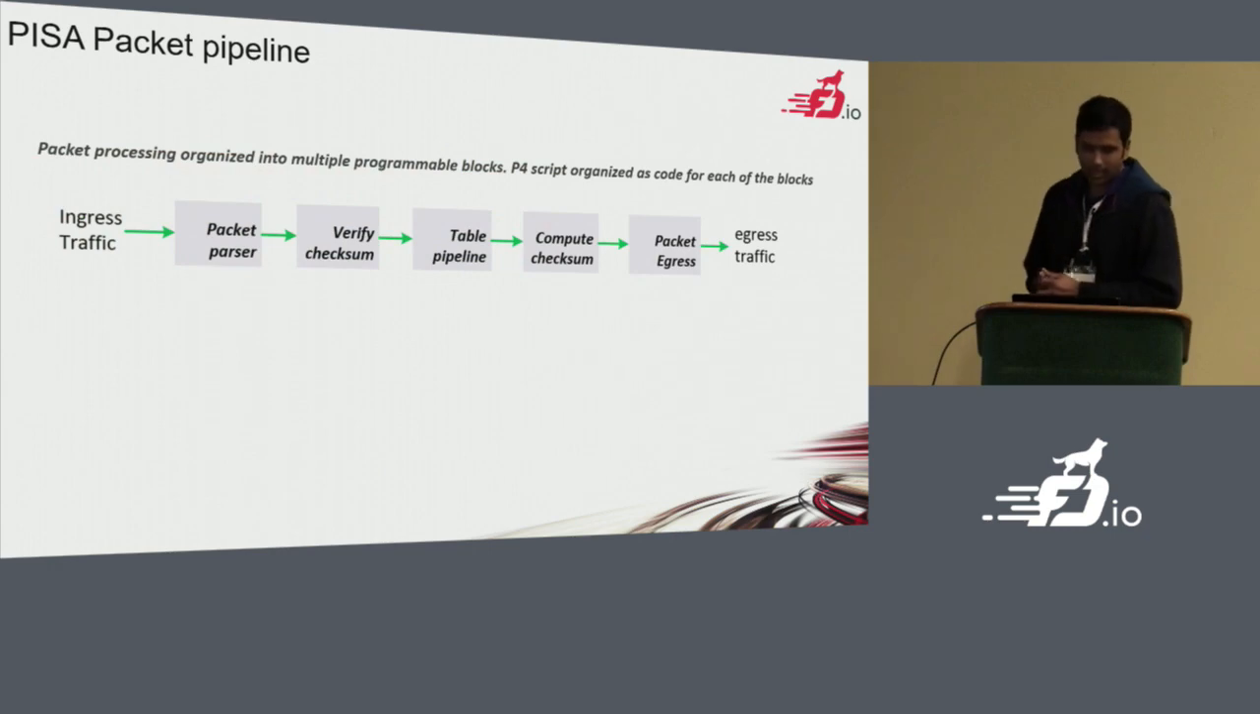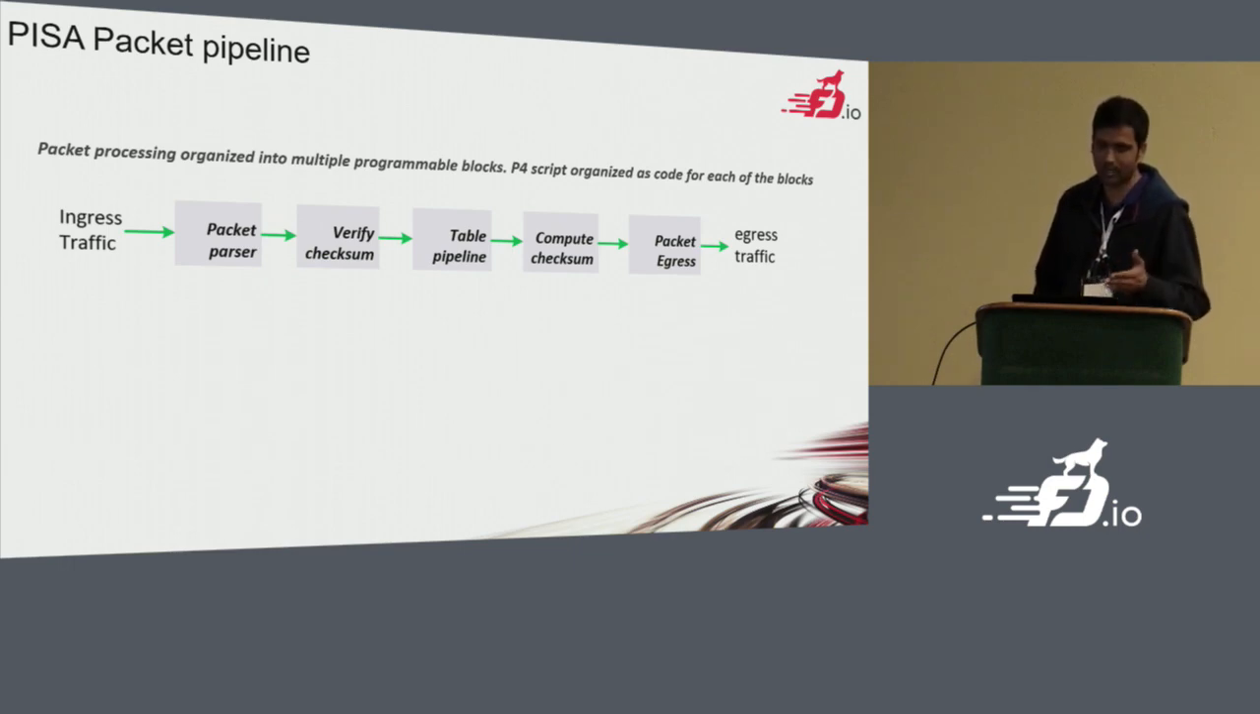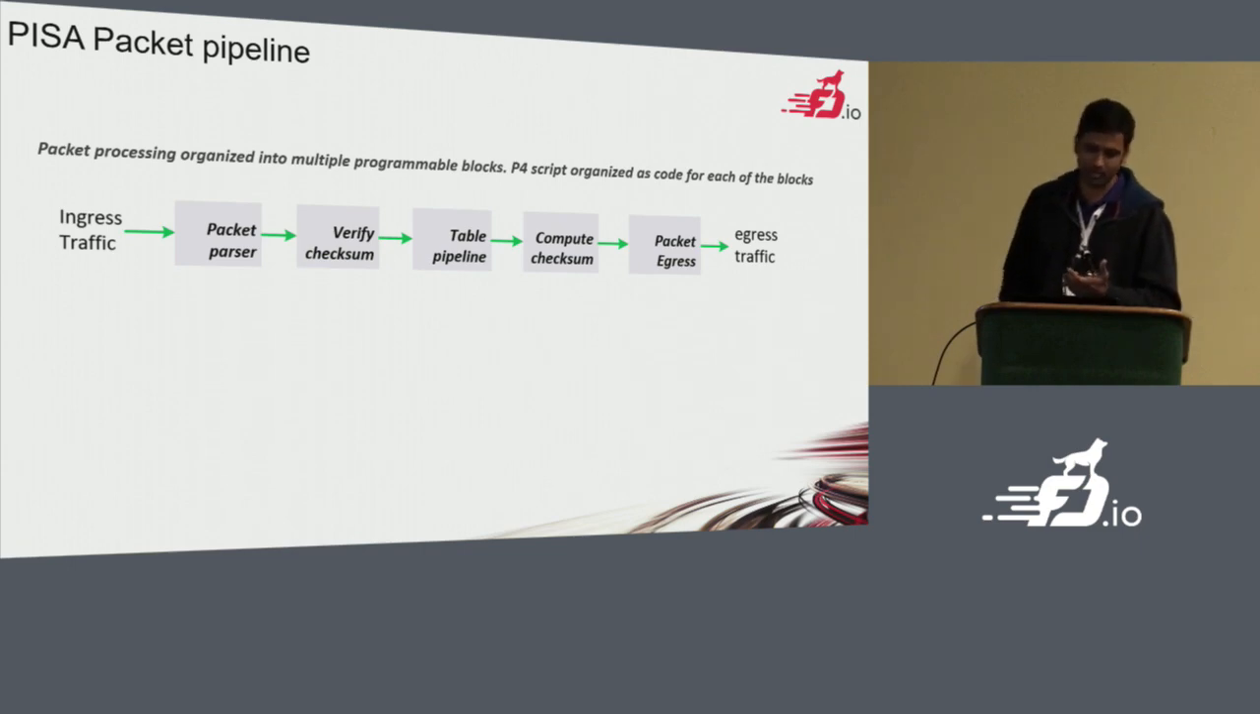So this is the packet pipeline that we have currently implemented. It contains a packet parsing stage, a verify checksum stage, a table pipeline stage, a compute checksum stage, and a packet egress stage. The packet parsing stage is where we parse the packet to extract key fields. The key fields can then be used for lookups in the table pipeline, right?